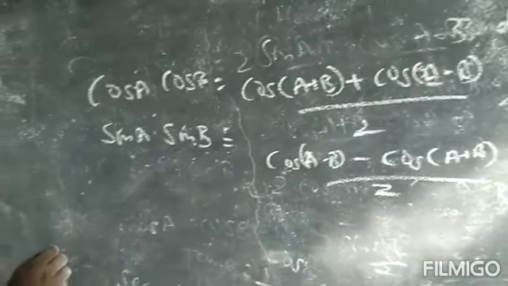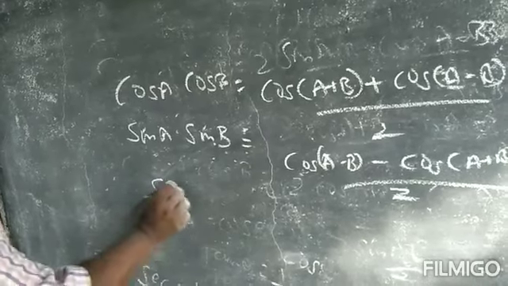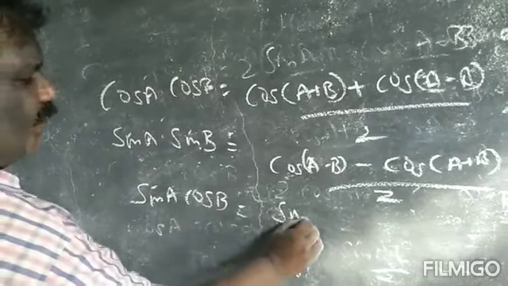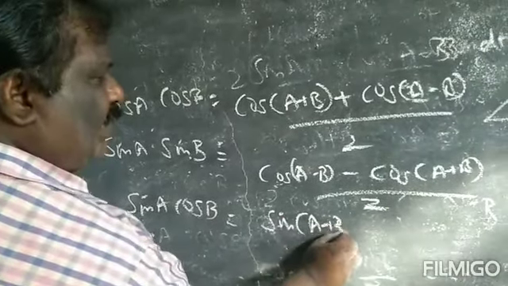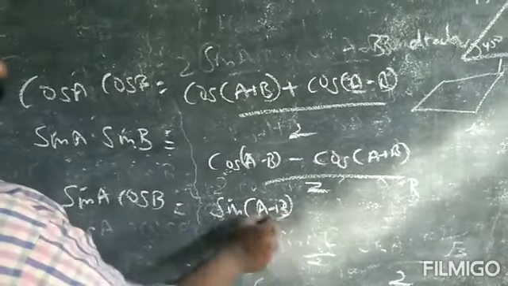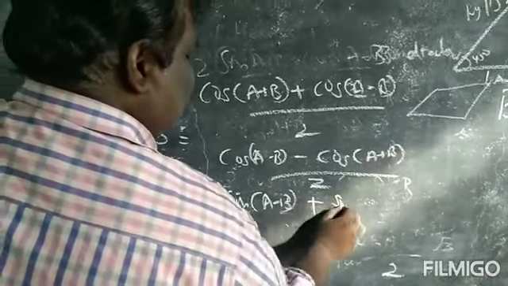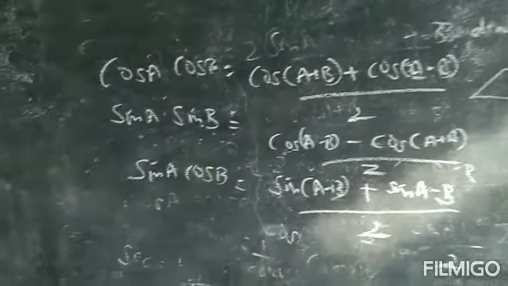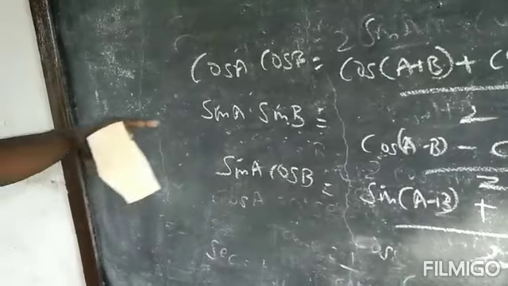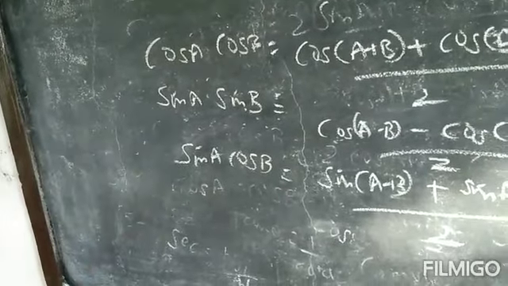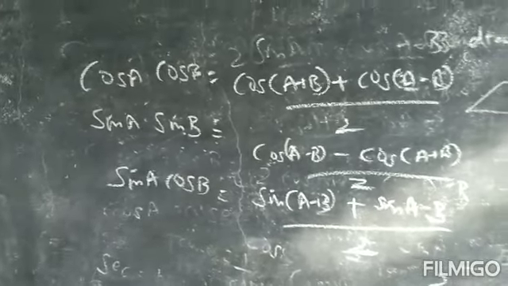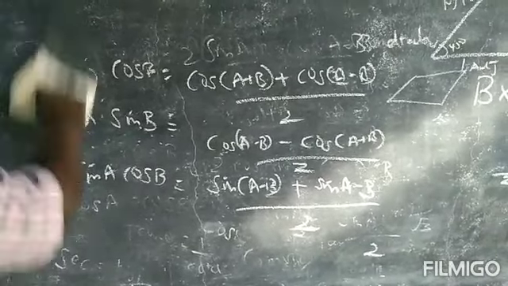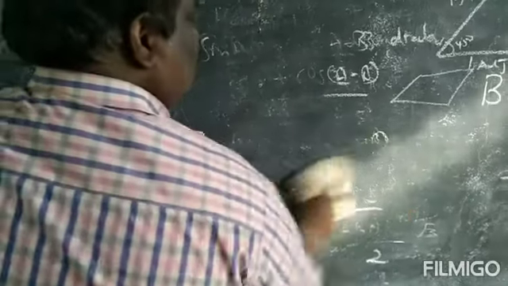Likewise, sin A cos B is equal to sin A plus B plus sin A minus B divided by 2. So cos A into cos B, sin A into sin B, sin A into cos B. Sin A into cos B is equal to sin A plus B plus sin A minus B by 2.